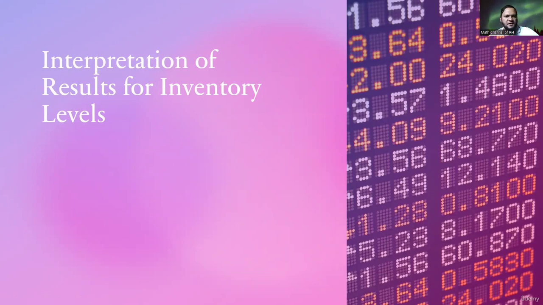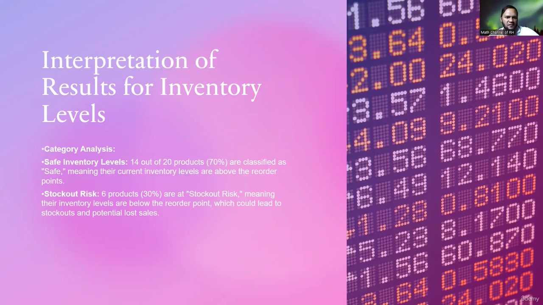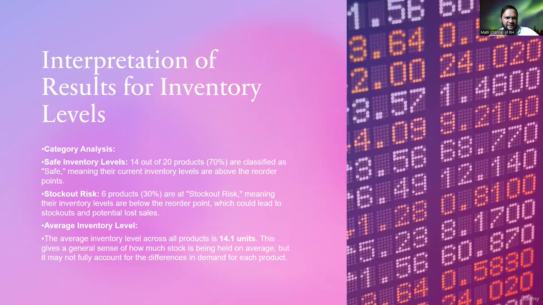Okay, so let's see the interpretation of results for inventory levels. Safe inventory levels: 14 out of 20 products, that is 70%, are classified as safe. So how many are stock out risk? 6 out of 20 are stock out risk. The average inventory level across all products is 14.1 units. This gives a general sense of how much stock is being held on average, but it may not fully account for the differences in demand for each product.